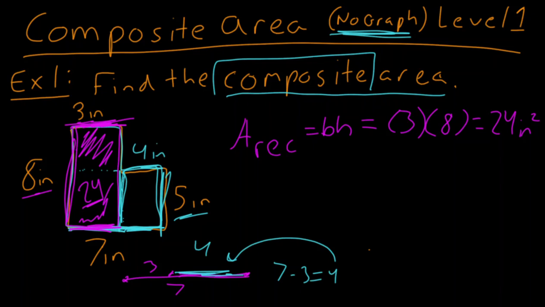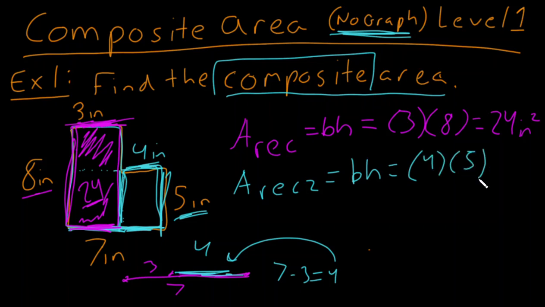And now we have both the height and the base. So we can say, okay, this would be our area of our rectangle. I can even call it area of the rectangle 2. And we have our base times our height. And here our base is 4 and our height is 5. And we both know that 4 times 5 will give us 20. And once again, 20 inches squared.